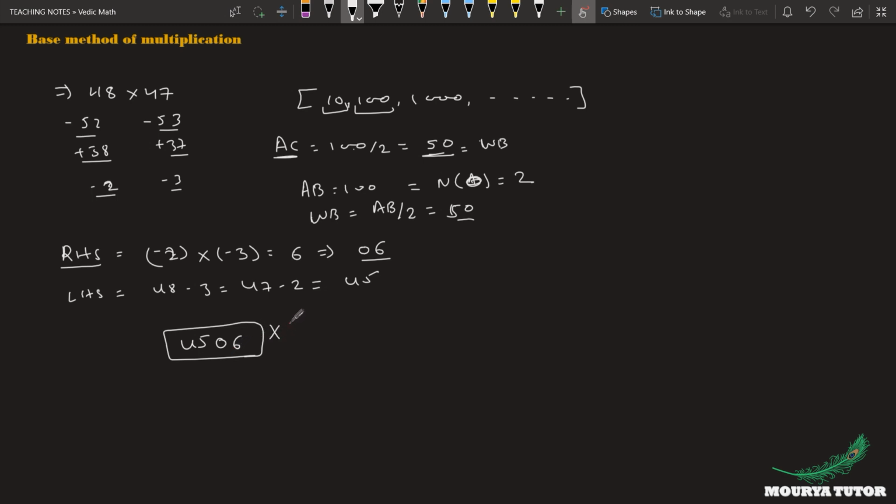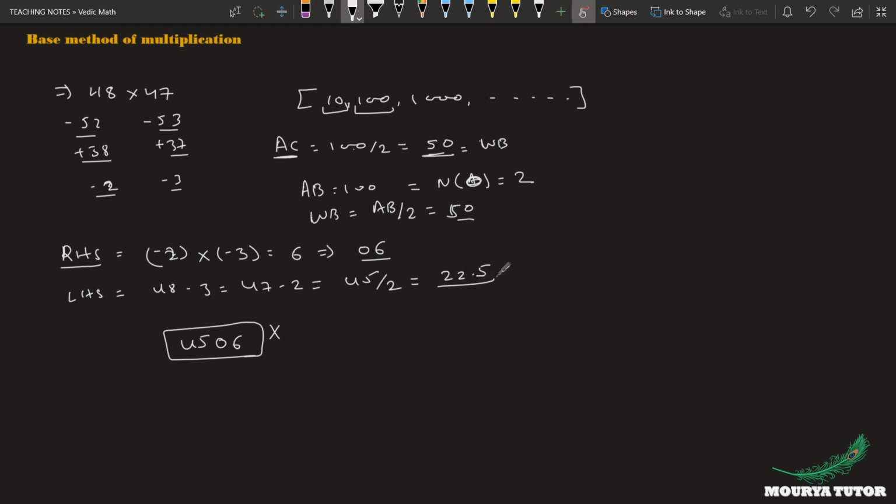But this is not the right answer, because we did some modification with the actual base, so we need to modify the LHS and RHS as well. So what do we need to do? The RHS will be the same always. For the LHS, we need to do the same modification that we did with the actual base. So divide it by 2, and you will get 22.5.